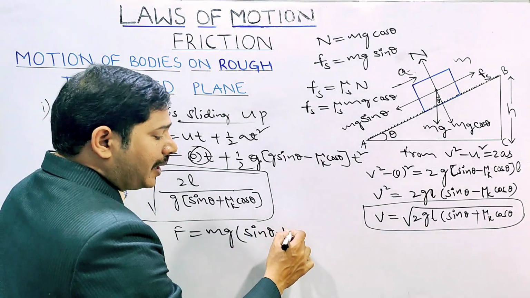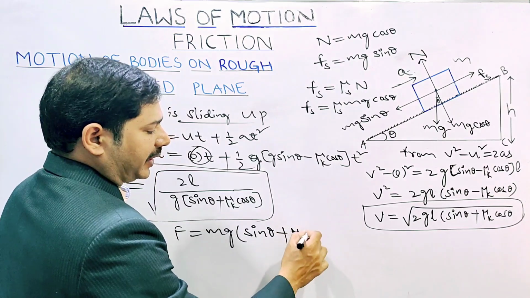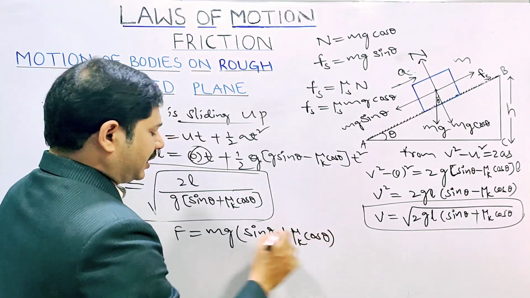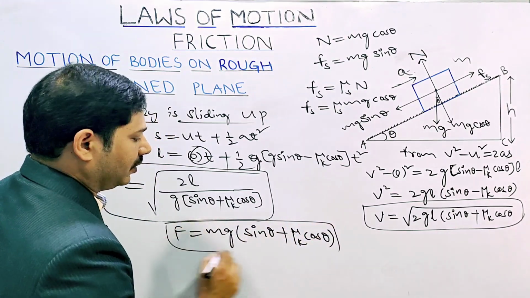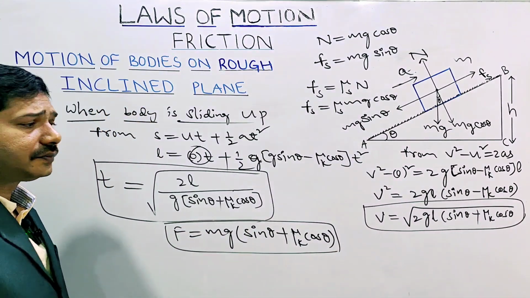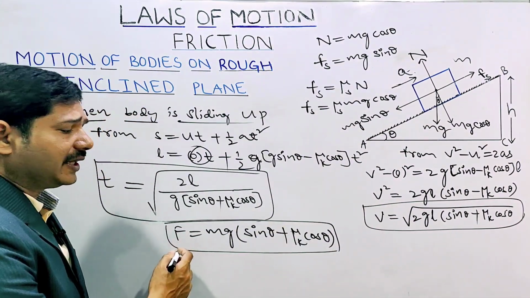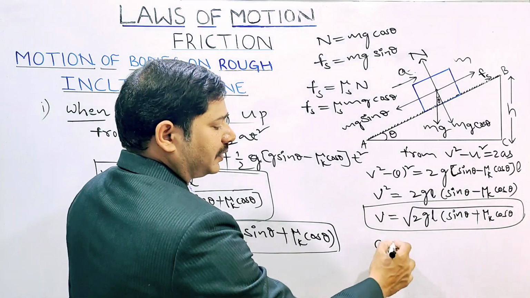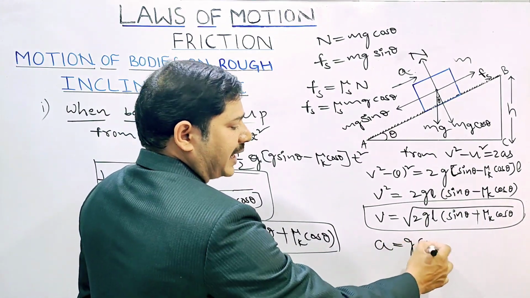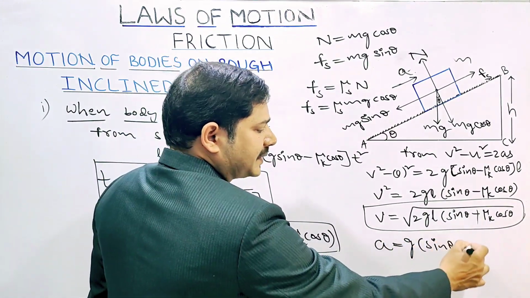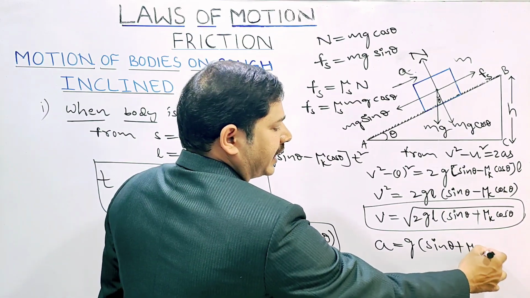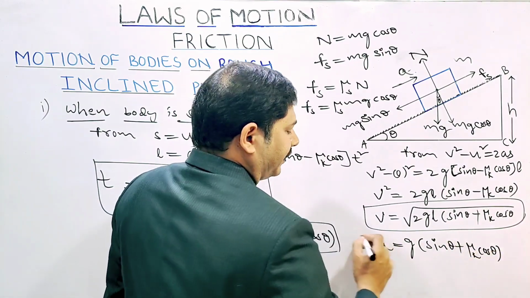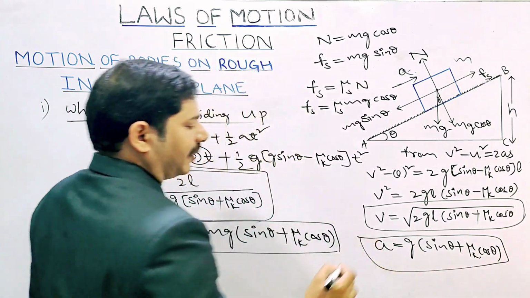Here what am I taking? Plus mu k cos theta I am taking. Okay. Next one, acceleration is what? a equal to g of sin theta plus mu k cos theta. There we took minus, here we are taking plus. So these are the acceleration formulas.